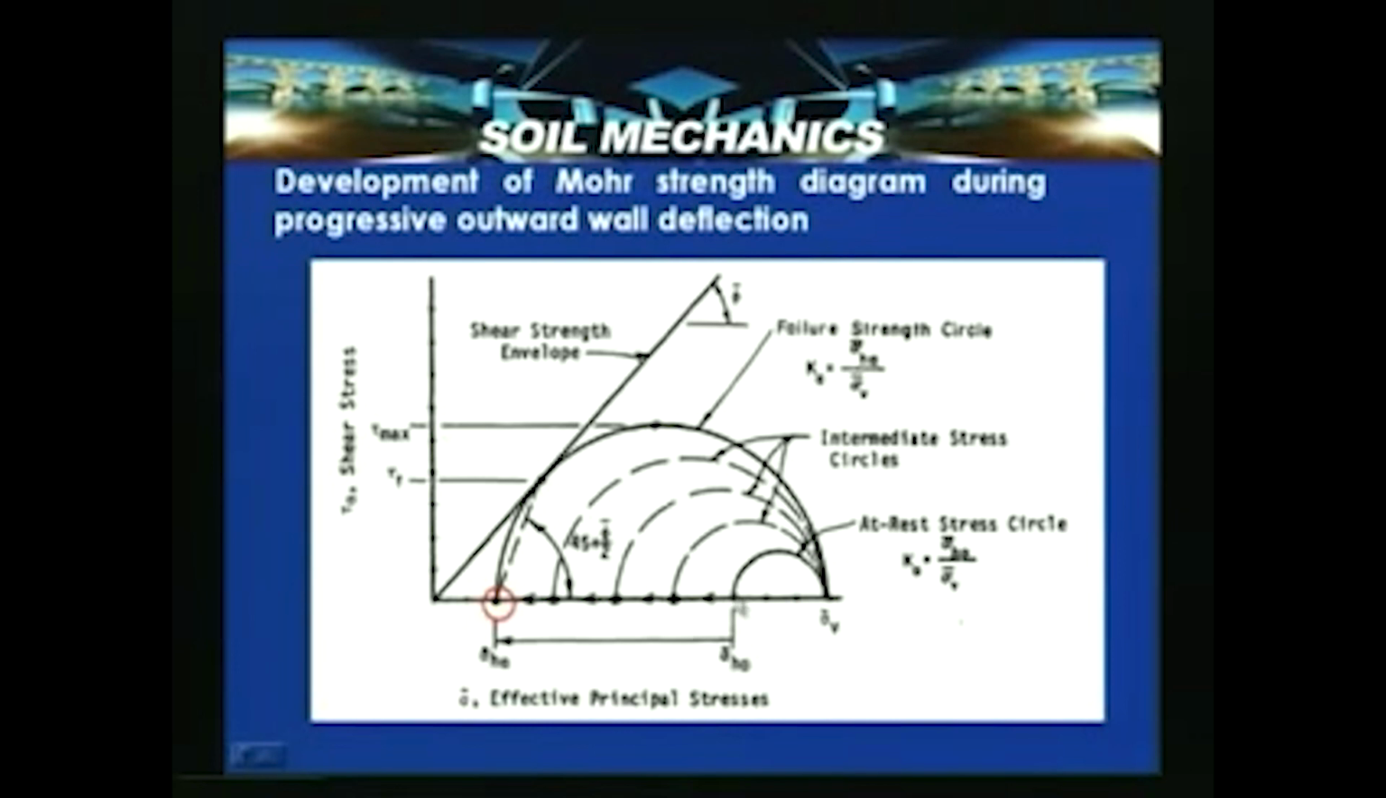Once the wall starts yielding, the pressure starts decreasing and attains a value sigma HA minimum, and then attains failure along the shear plane which was shown in the previous slide. This is how progressive outward wall movement induces failure in an element under consideration.